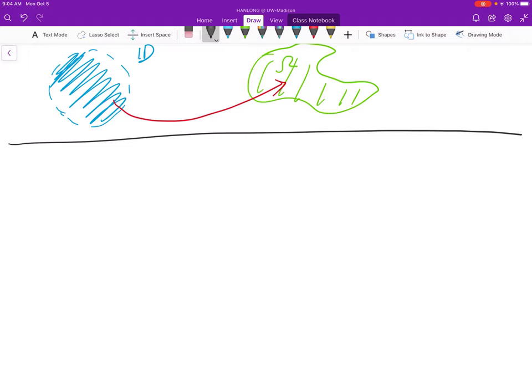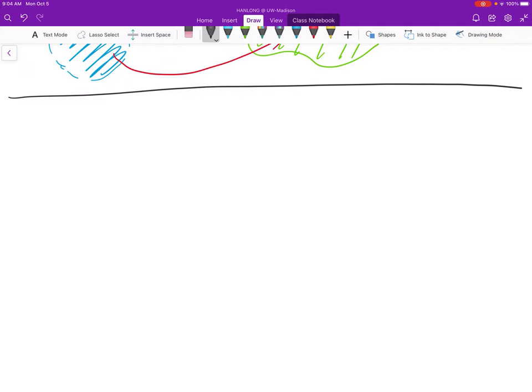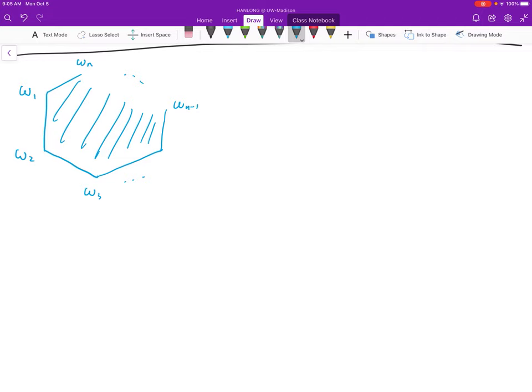So the Schwarz Christoffel transformation is going to do the following thing. Suppose you have a polygon with vertices omega 1, omega 2, of course in the complex plane, omega 3, and so on, up to omega n minus 1, omega n. Then consider the interior. By the Riemann mapping theorem, we hope that we can map this to the unit disk.